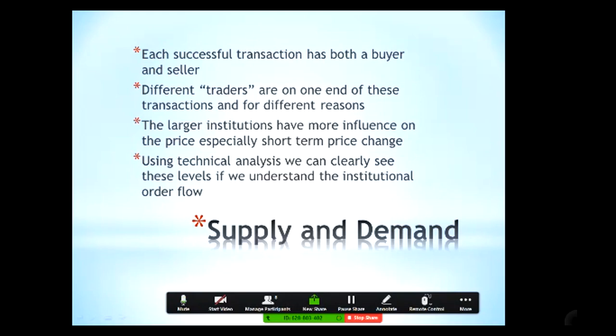Now, the large institutions have more influence, as I said, on the price, especially short-term price change. That means on an intraday level, your markets will be a lot more manipulated as opposed to your larger time frames, because obviously there can be intervention from central banks and other things that influence, let's say, interest rates and all of that stuff.